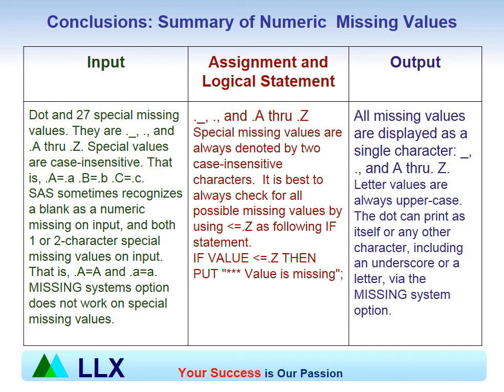Now, to summarize numeric missing values. To input numeric missing values, there's a period and the 27 special missing values, and sometimes a blank space, which can be used to denote a missing value. These are all case insensitive. To set missing values to a special character, you can use the missing systems option. However, beware that the missing systems option does not work on special values.